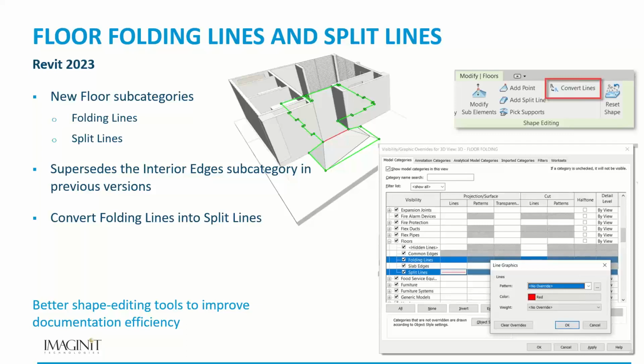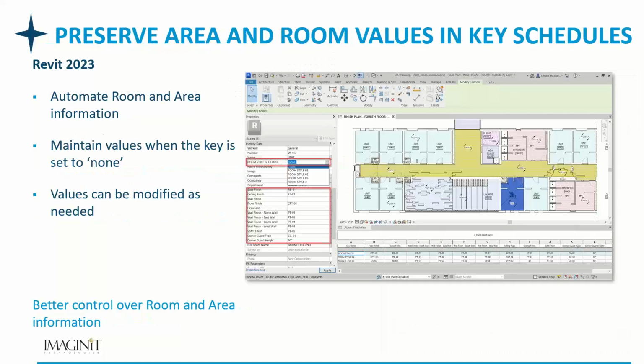As you can see here in visibility graphics, we have a little more flexibility, and we can overwrite some of those properties in here. So that gives us greater flexibility in what we're looking at.